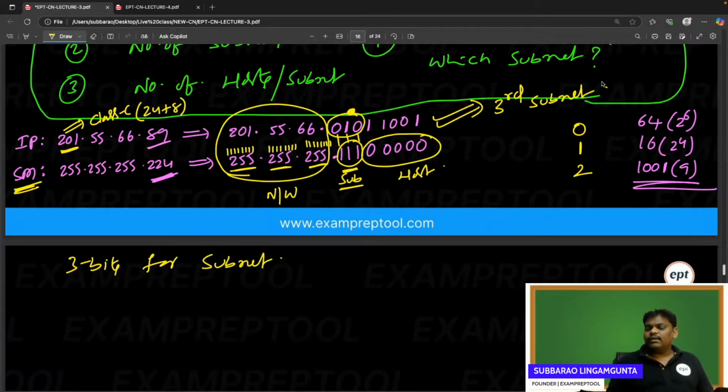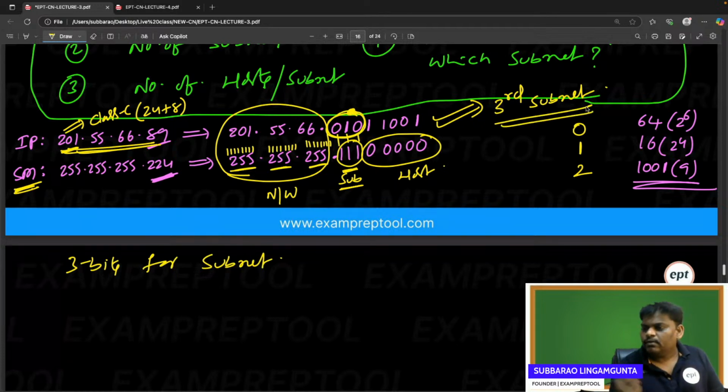Try to understand. This is the IP. The given IP belongs to subnet number 2, but physically it is the third subnet. Some people are asking, so third subnet, okay, what about this one? It is the host part. This is the host number.